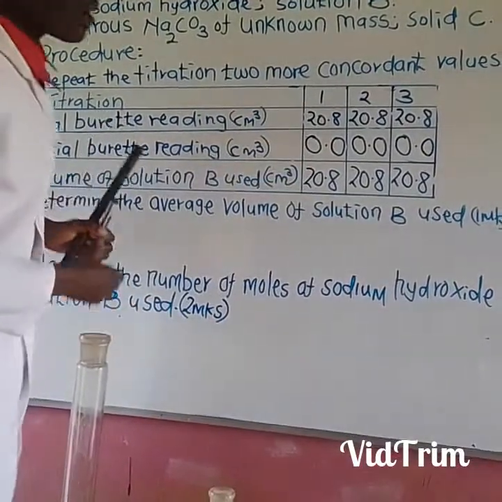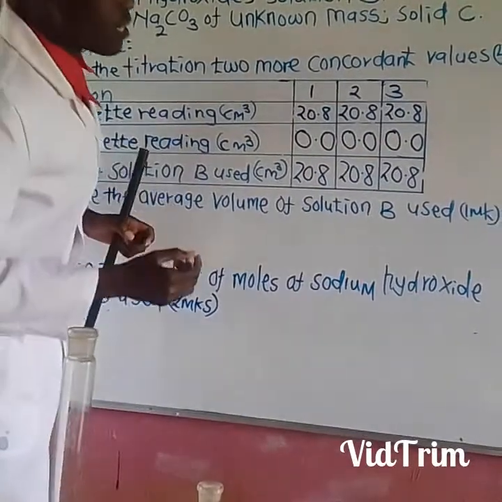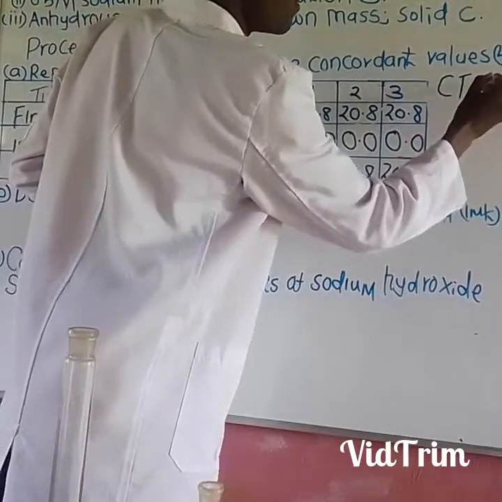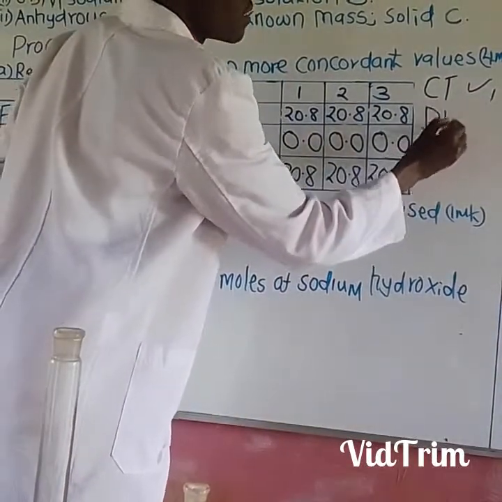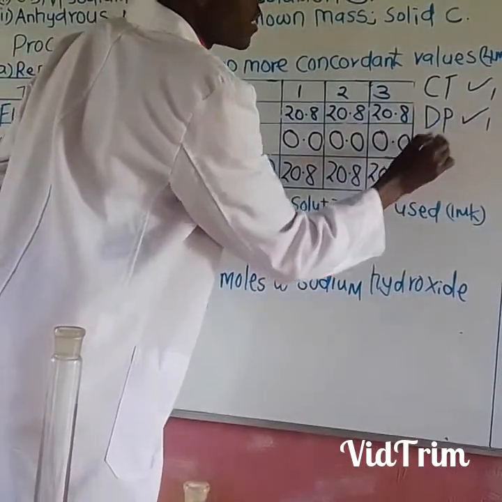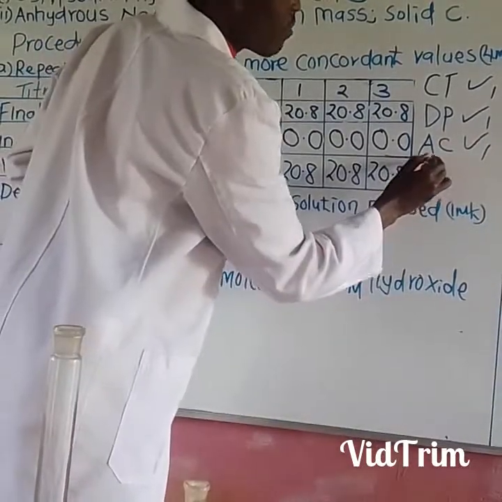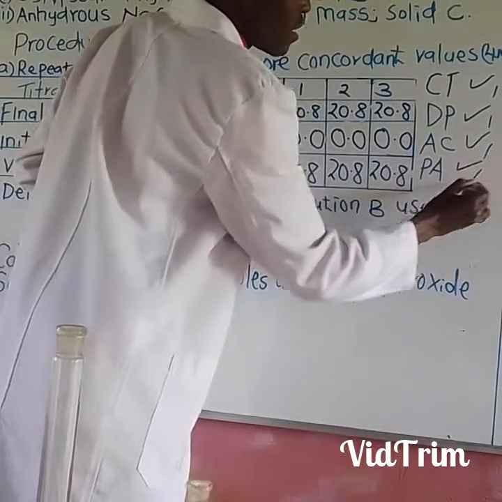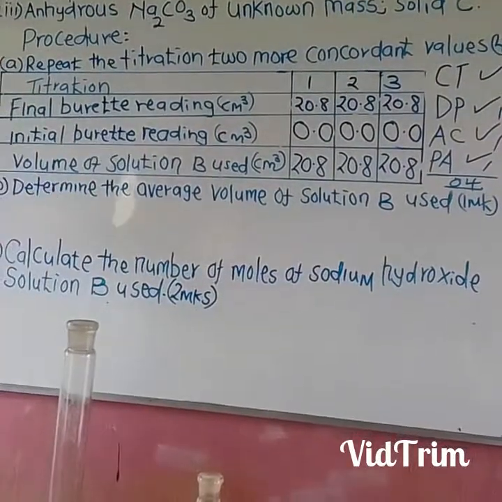Then I want to remind you something on this table. When you are filling the table, it is 4 marks. So this is how the marks are distributed. We have complete table, that is 1 mark. Then we have decimal place, this is another mark. Then we have accuracy, 3rd mark. Then we have principle of averaging, that's another mark. So in total, you have 4 marks. Is it okay, my student?